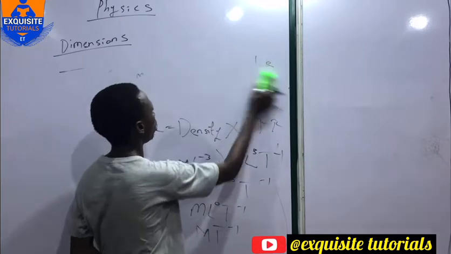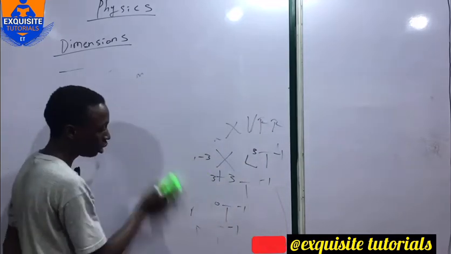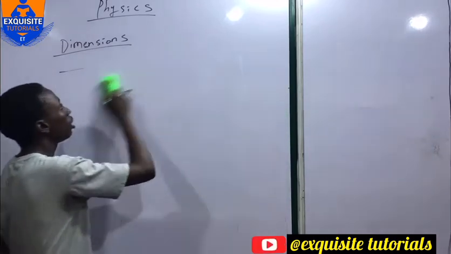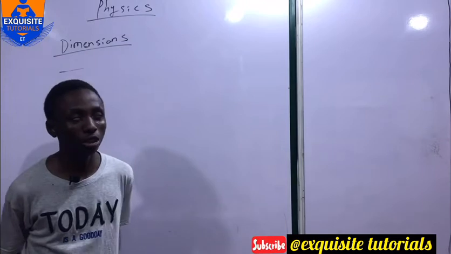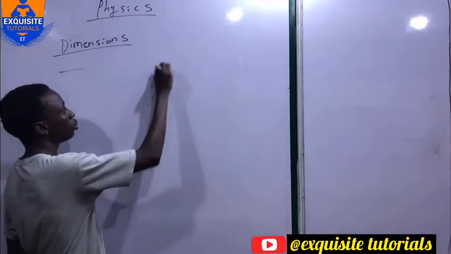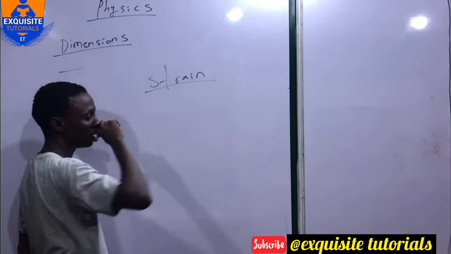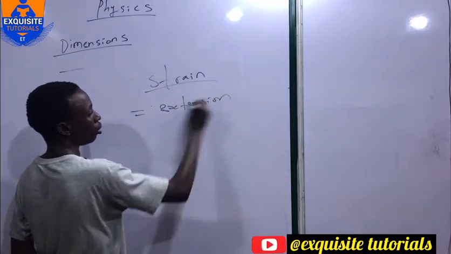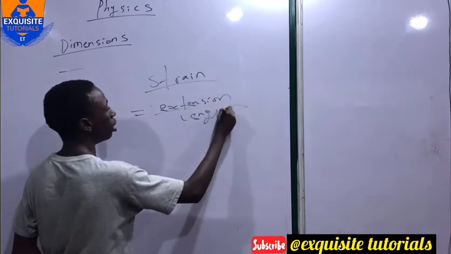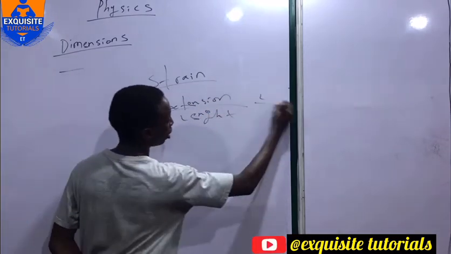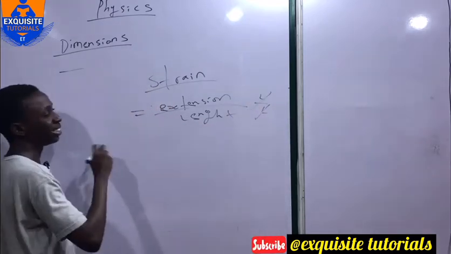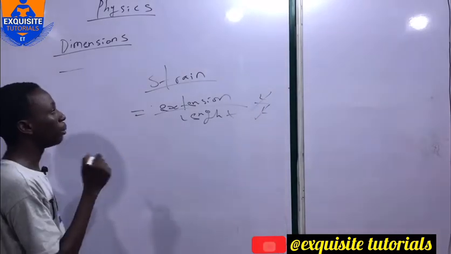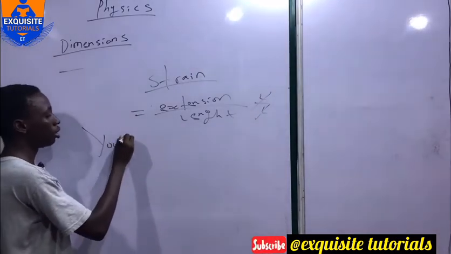Now let's take other examples. What is the dimension for strain? We know that strain is equal to extension over length. Extension can be represented as a length, and length is also a length, so strain is dimensionless. Now let's say we have to represent the dimension for something like Young's modulus.